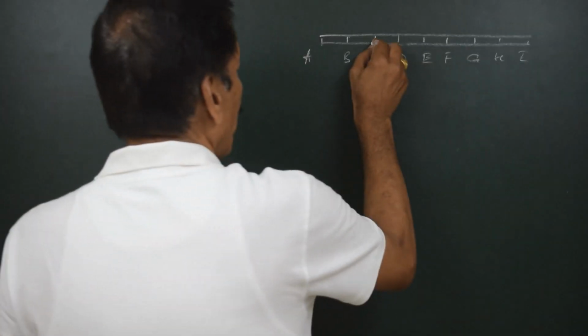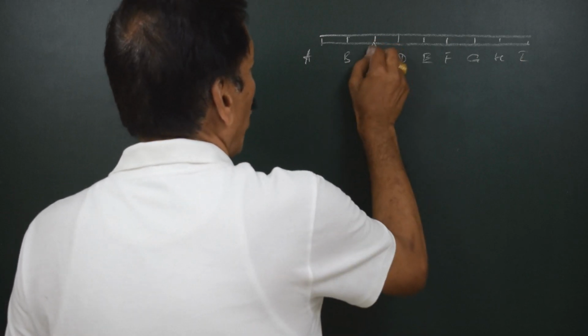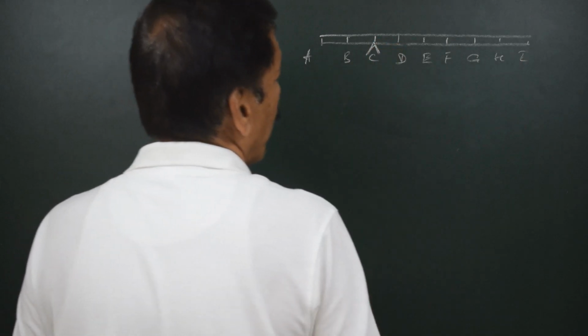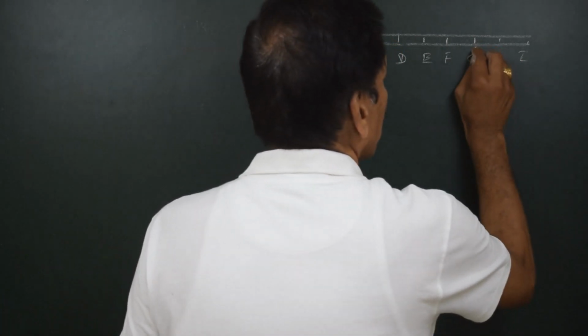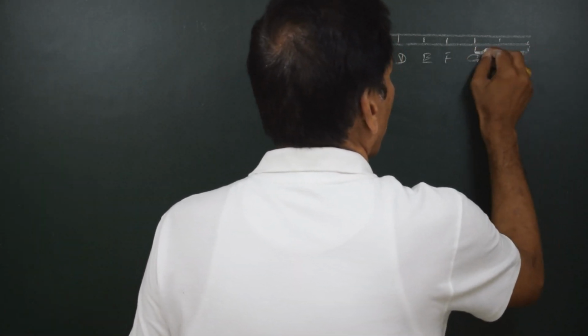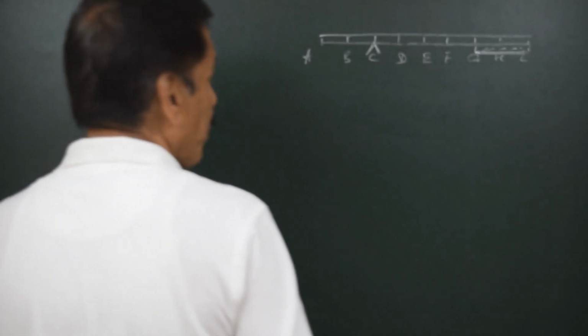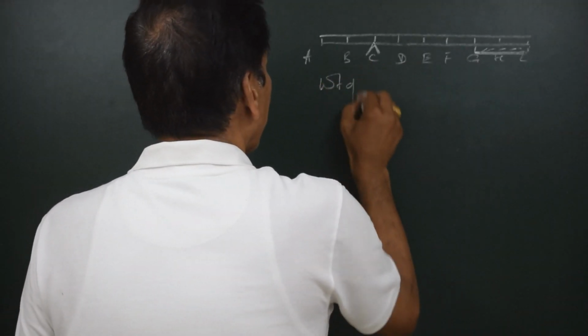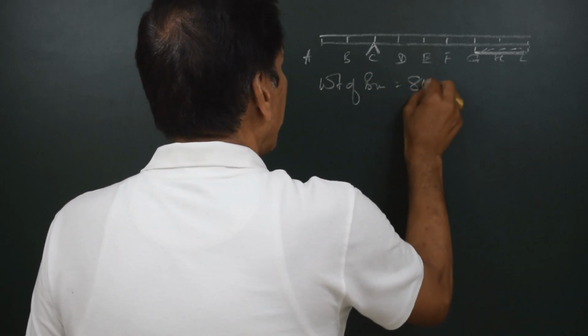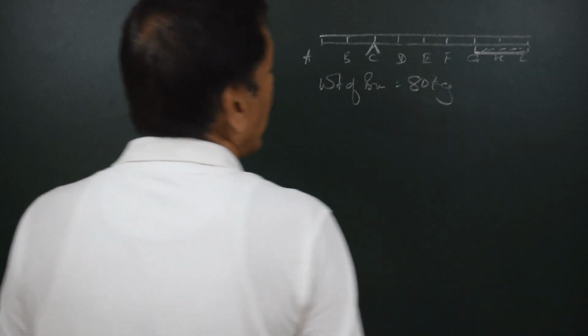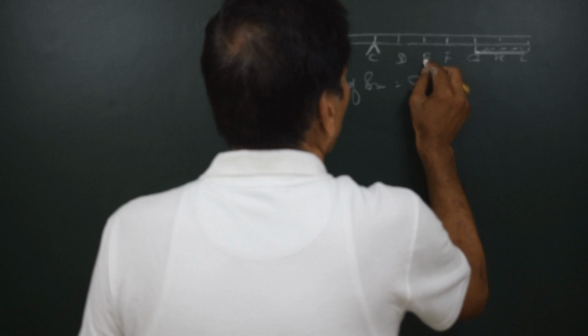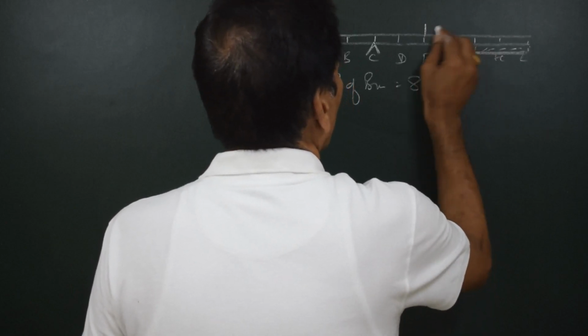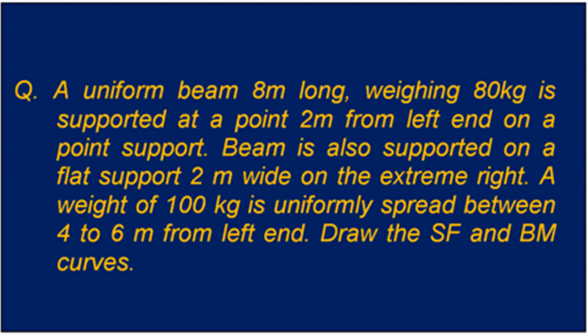Now this beam is supported at a point support or knife edge on one side, and it is supported on a flat platform over here, right? The weight of the beam is 80 kg, and between the point E and G, that is 4 to 6 meters from left end, you have spread a weight that is uniformly spread, and that amounts to 100 kg.